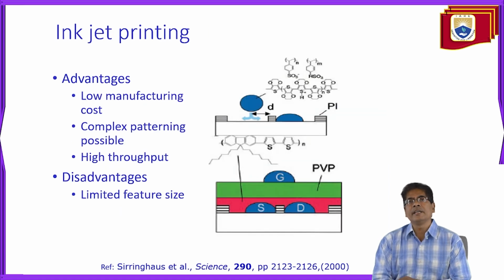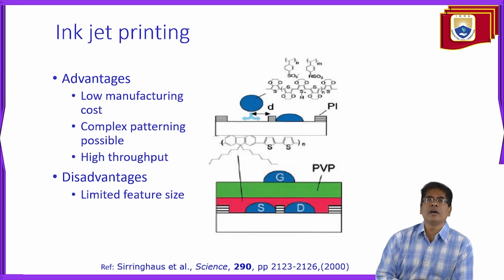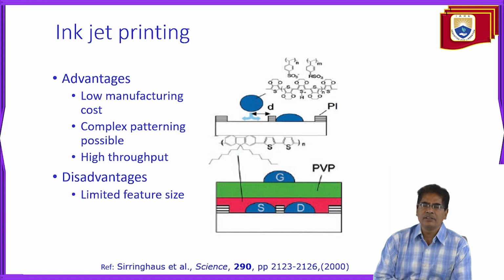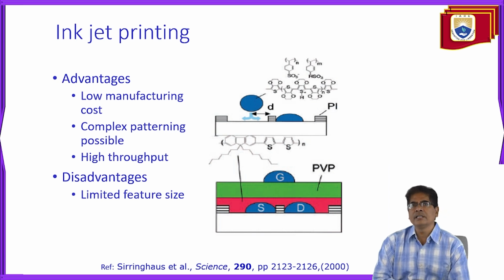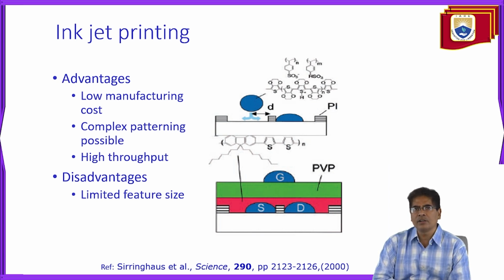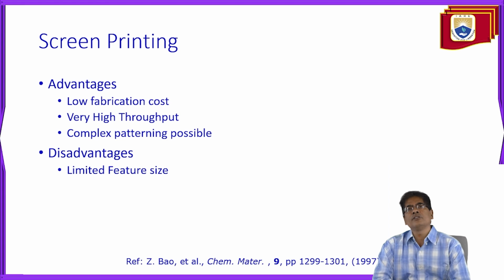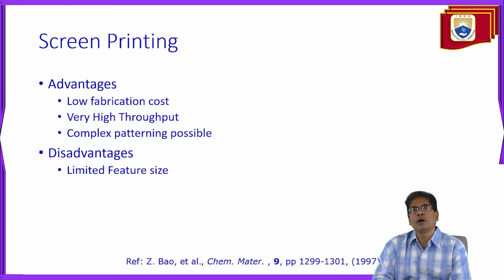So we have inkjet printing. The advantages of using inkjet printing are low manufacturing cost, complex patterning possible, and high throughput. Right. The disadvantage is limited feature size. So screen printing, the advantages are low fabrication cost, very high throughput, complex patterning possible. Disadvantage is limited feature size. So these are some of the advantages and disadvantages of screen printing.